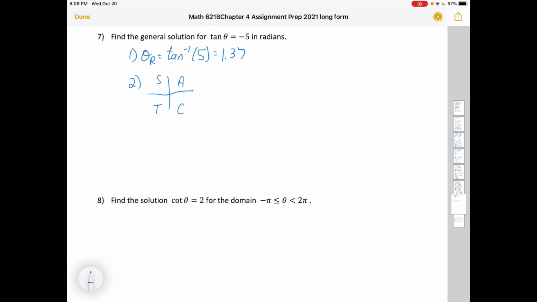I'm going to choose some quadrants. ASTC. Check it out. Tangent's negative, so we must be either in the second or fourth quadrants. Let's draw our answer. And again, I don't really care about scale here. I do care about the correct quadrants. I do care that my reference angles are with the x-axis. So, what are these angles that we're looking for? This one here would be pi minus 1.37. It's less than pi. Like, obviously, it's less than 180 degrees. So that gives us 1.77.